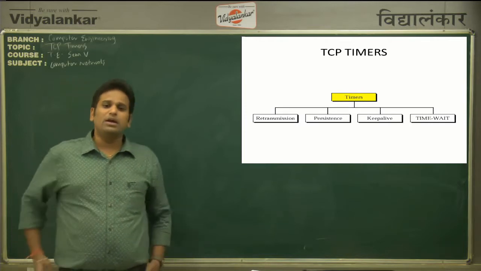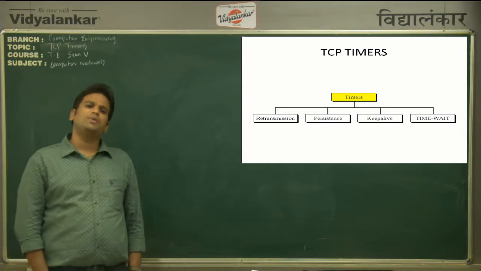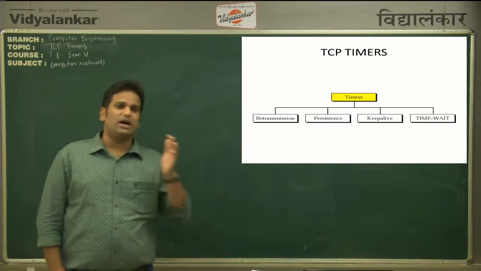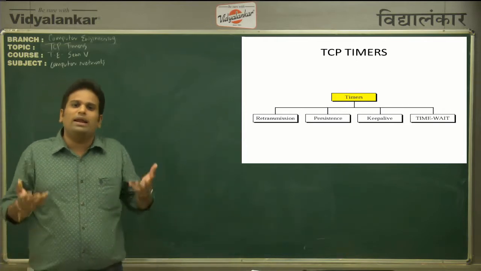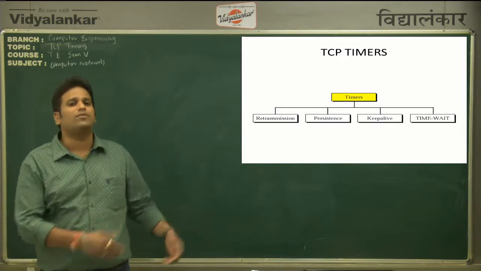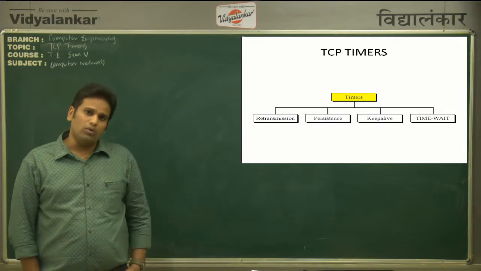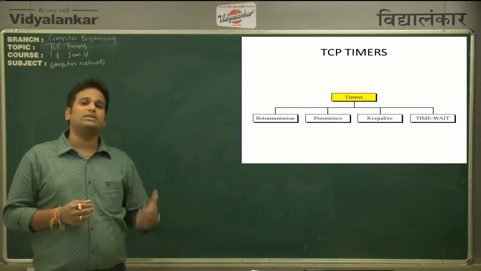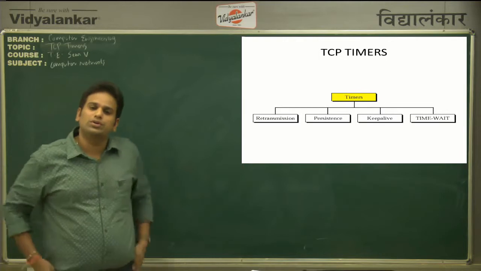The second timer is known as the persistence timer. Now what exactly is this persistence timer? Assume a situation where the server has announced window size 0 to the client. So the client has to wait. The client cannot send any segment to the server because the server's buffer is full. Now the client is waiting. In the meanwhile, the server advertises the window size as 10 and that message is lost.